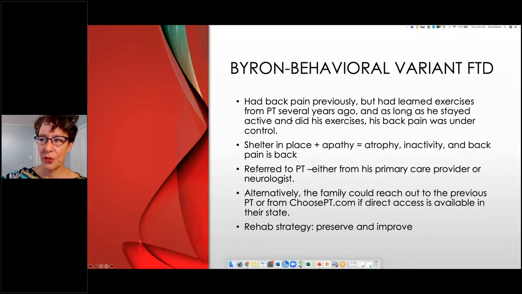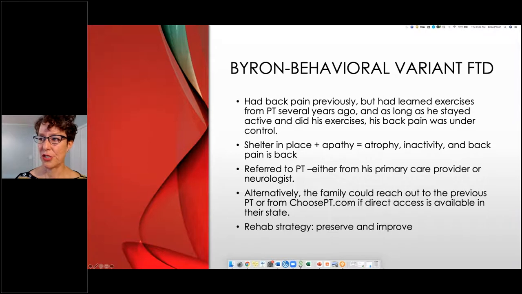Pre-diagnosis and pre-COVID, he was doing all right. Then shelter in place hit, and atrophy kicks in. Shelter in place plus apathy, then atrophy happens, inactivity happens, and the back pain is back. So now he's referred to physical therapy, and that can come from the primary care provider or his neurologist, or even, if it's a state with direct access, you can contact your local therapist and say, hey, I'm due for a tune-up.